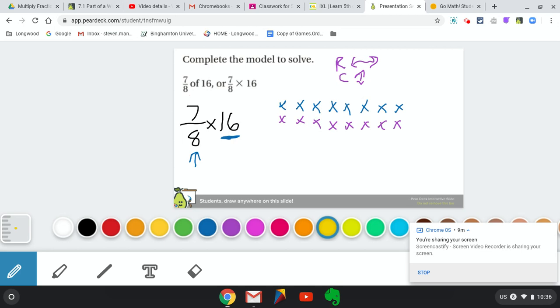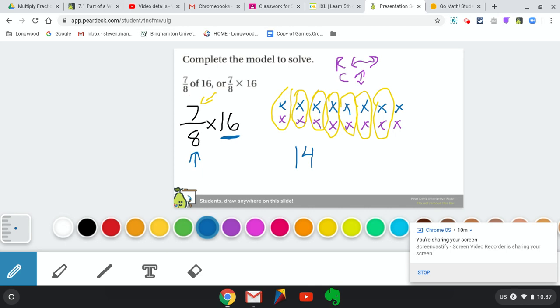I need to circle 7 out of those 8 columns. So 1, 2, 3, 4, 5, 6, 7 out of those 8 are circled. And now remember, we're looking at our answer. The number of x's that we've circled is going to be our answer. So let's count them all up and write in our answer for this question. 1, 2, 3, 4, 5, 6, 7, 8, 9, 10, 11, 12, 13, 14. Our answer is 14. So 7/8 of 16 is 14.